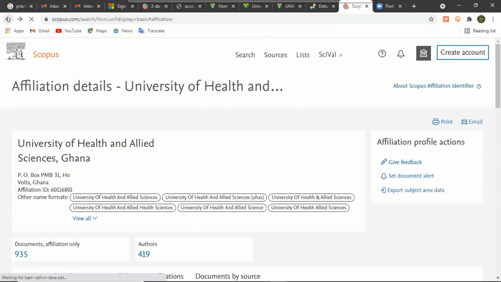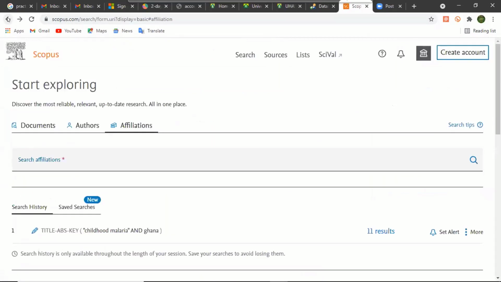All right. So briefly, those are what I want to share about Scopus, as one of the citation databases. I'll quickly jump into Dimensions as well.